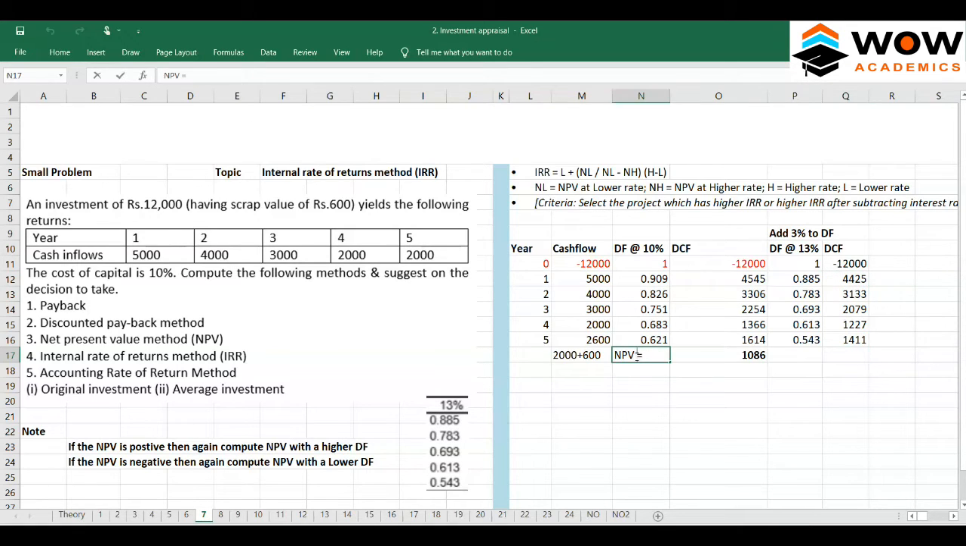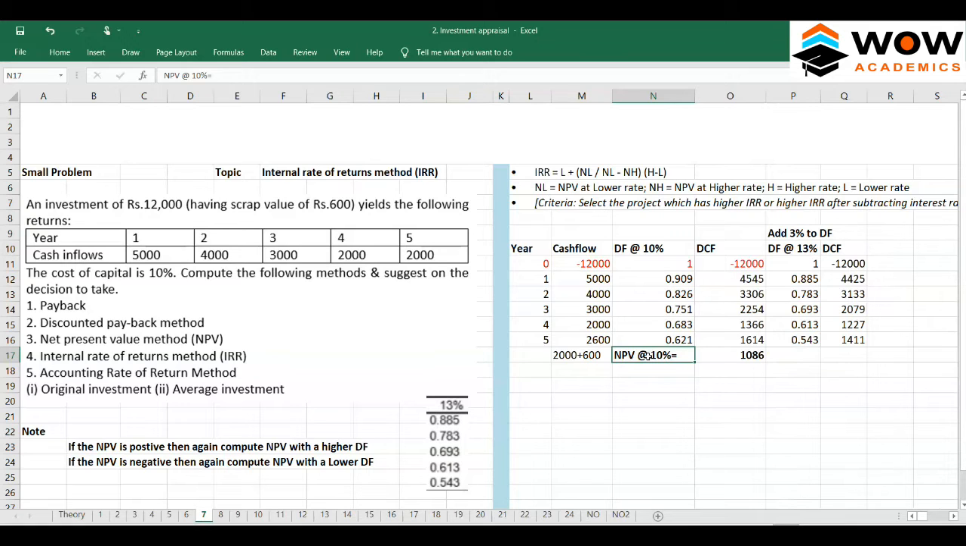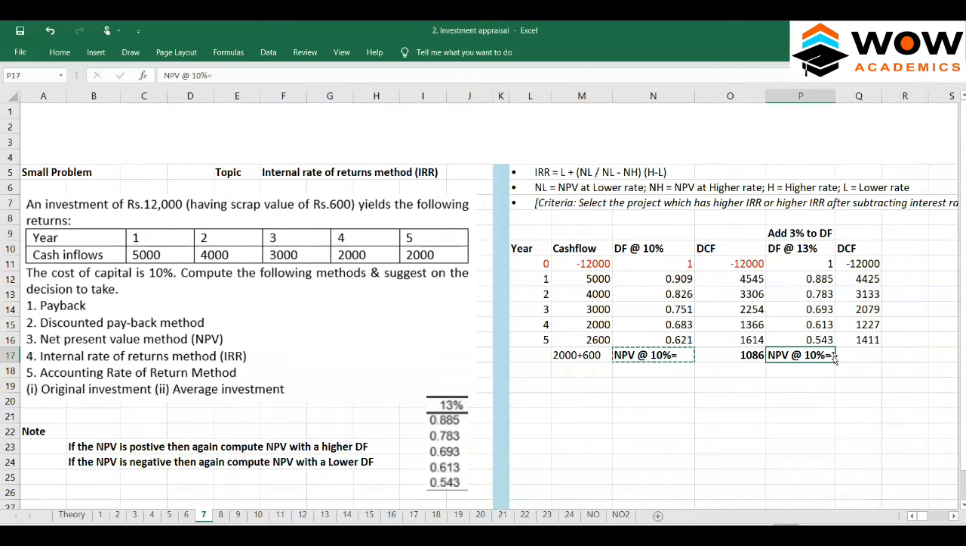So now we get two NPVs, right? So NPV at 10% will be this number, right? It will be this number. And NPV for this number for 13% we have to compute. So we'll compute it as follows: 13%. So what's the total? The total is very simple. You can compute it in this way. See, typically the number will go to a lower number.